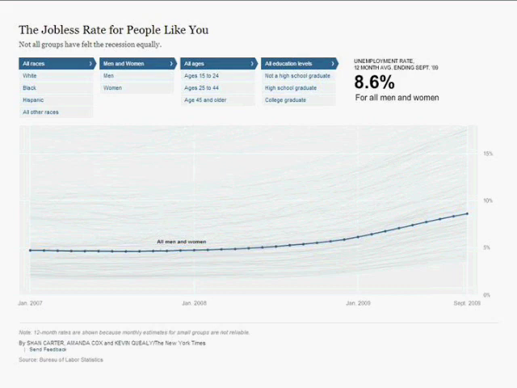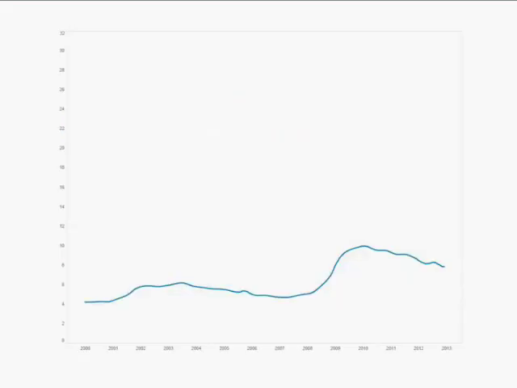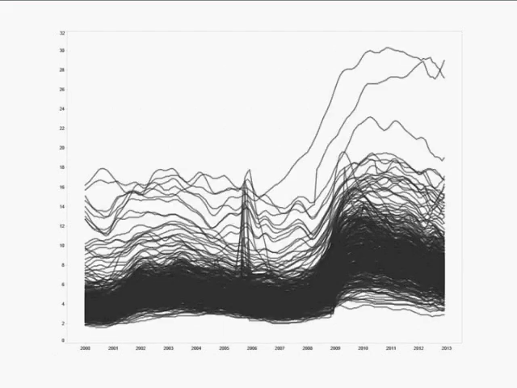So I was trying to build something similar by looking at slightly different data. This is also unemployment data, but it's broken down in a different way. This is the overall unemployment rate for a longer time period, from 2000 to 2013 rather. And the way I've broken it down here is by MSA, by metropolitan area.